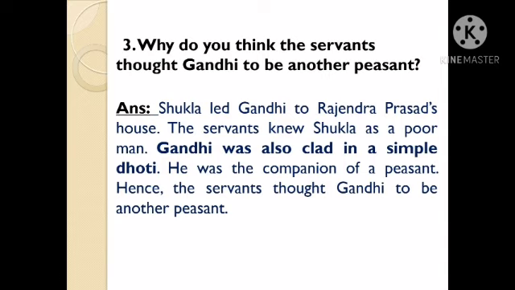Question number 3. Why do you think the servants thought Gandhi to be another peasant? Peasant means farmer. Answer. Shukla led Gandhi to Rajendra Prasad's house. So Rajendra Prasad is a lawyer in this story. The servants knew Shukla as a poor man. Servant here refers to the servants of Rajendra Prasad's house. Gandhiji was also clad, clad means dressed, in a simple dhoti. He was the companion of a peasant. Hence the servant thought Gandhiji to be another peasant. So Gandhiji was so simply dressed like Shukla, so servants mistook him as another peasant.